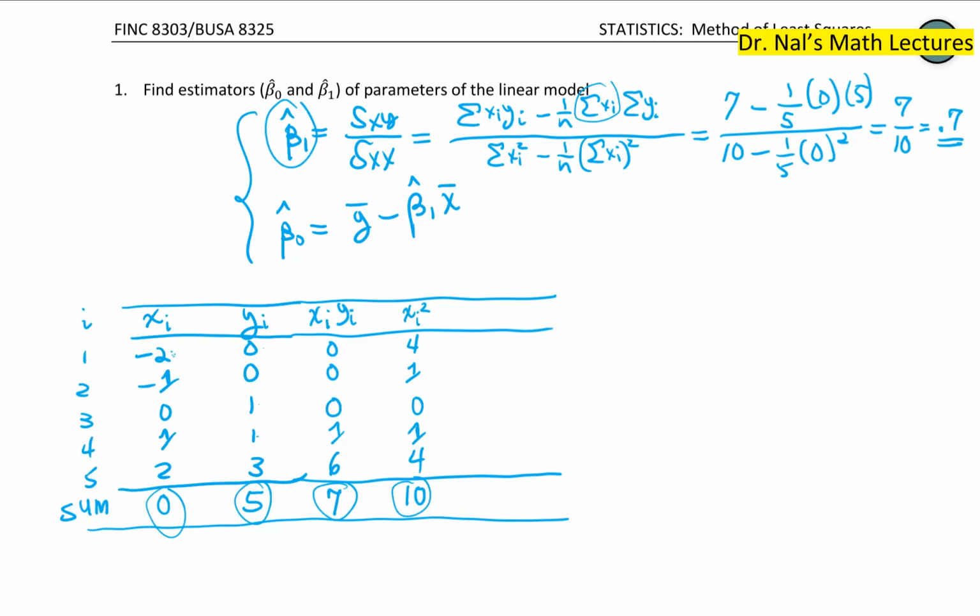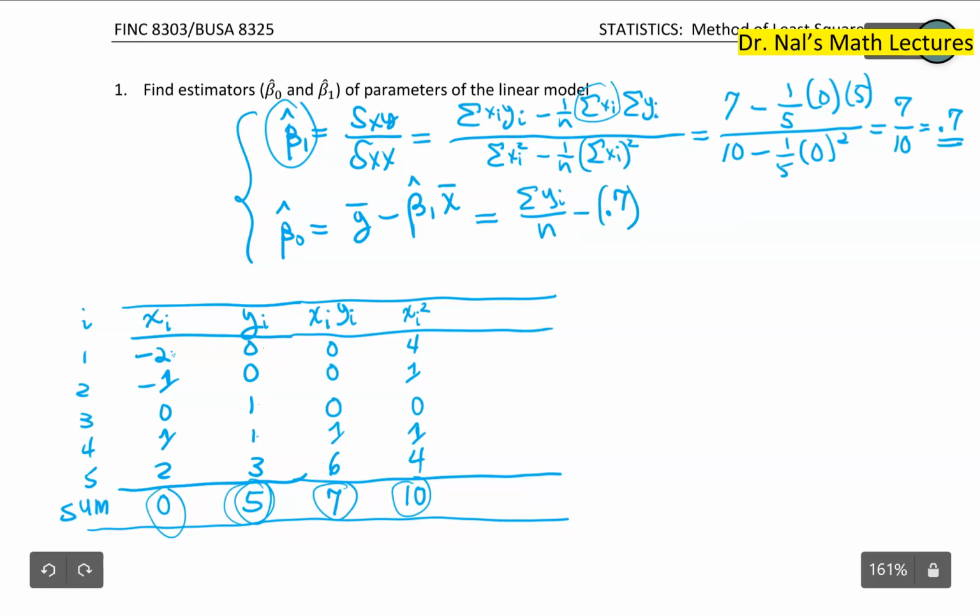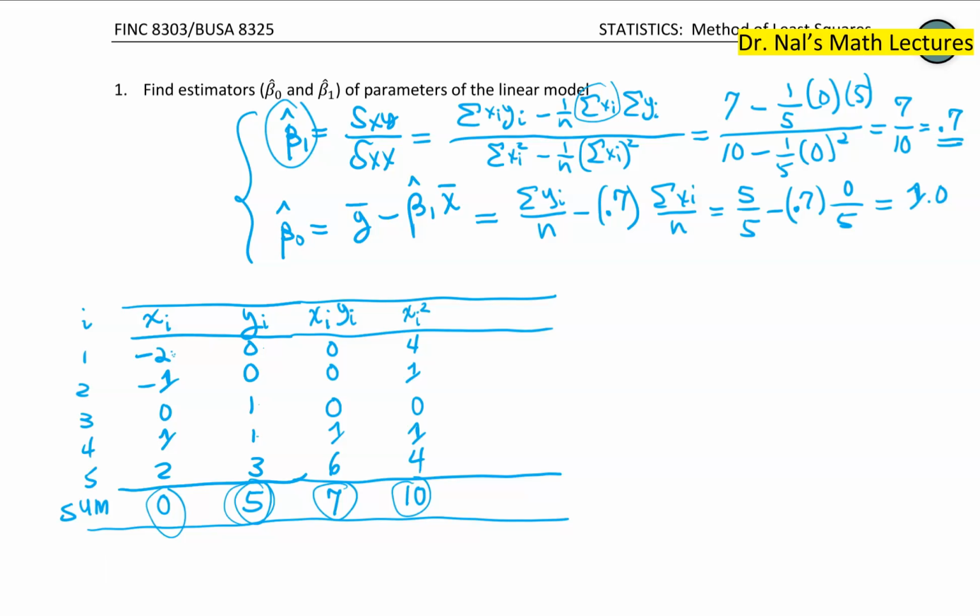That's the slope parameter. Now for the intercept parameter, this one is equal to y bar, which is basically the sum of the yi's divided by the number of observations. Let me do it in 2 steps. Sum of yi's divided by n minus beta 1 hat, which we already calculated is 0.7, times x bar, which is the sum of the xi's divided by n again. n is 5 in our example. So the sum of yi's is 5, 5 over 5 minus 0.7 times the sum of xi's, which is 0, over 5. And indeed, this is just a 1. Does that make sense? So that is the value for beta 0 hat.